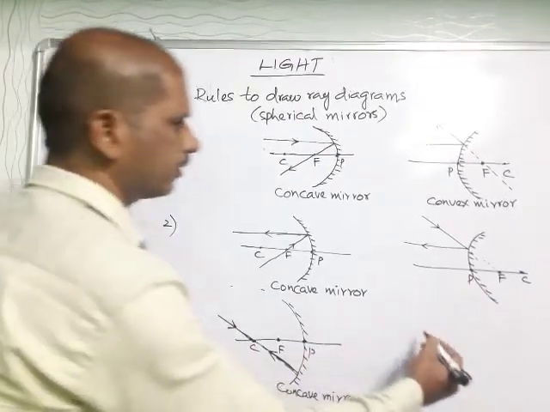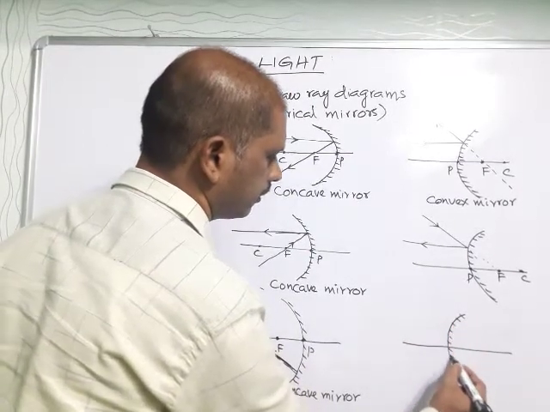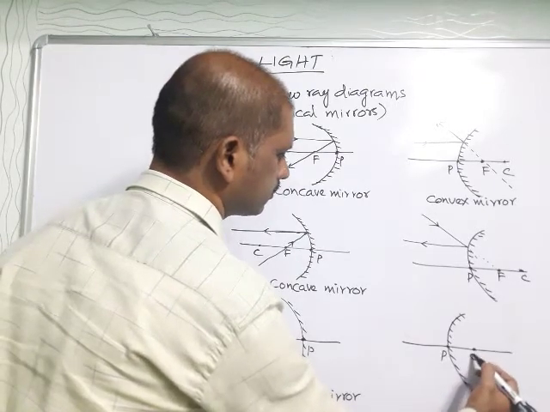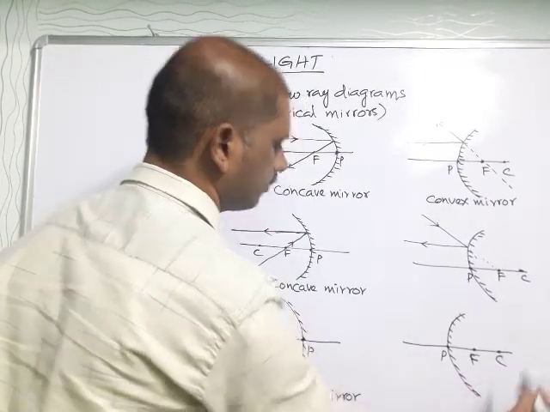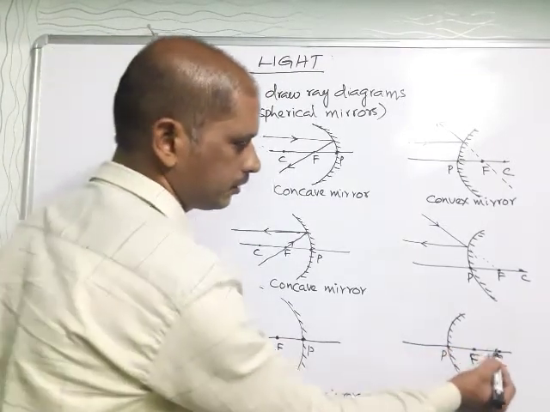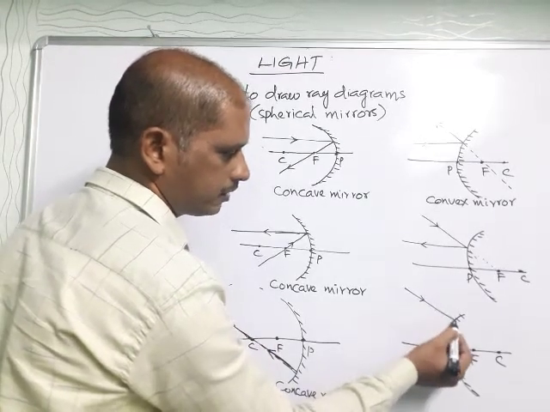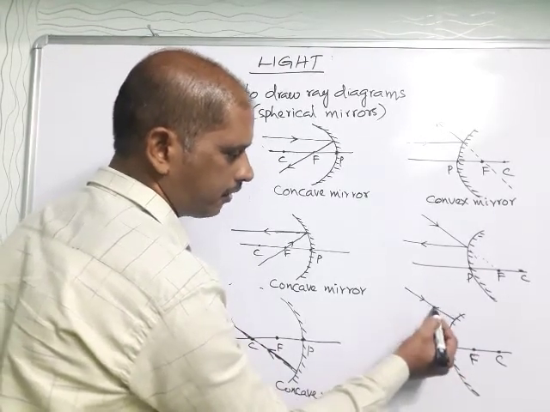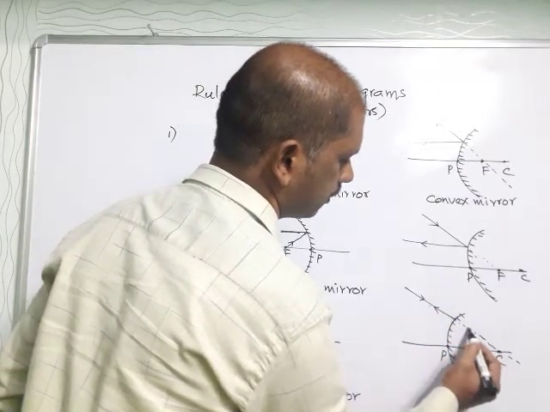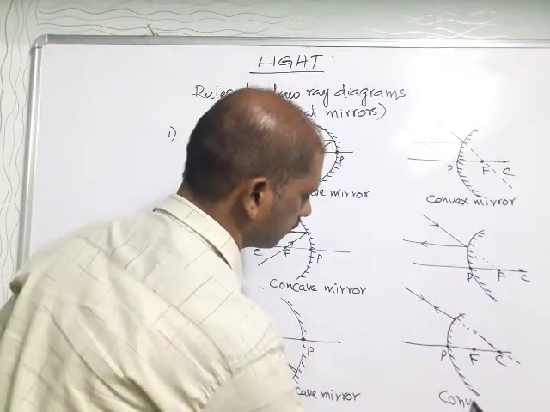In the same way for the convex mirror also. For the convex mirror, this side is coated, again this is the principal axis, pole, focus, center of curvature. Now you have to consider a light ray which is passing through the center of curvature. Through the center of curvature means here I am taking, because this is the reflecting surface. So again the light ray reflects back. If you extend this, it passes through the center of curvature. So this is for the convex mirror.